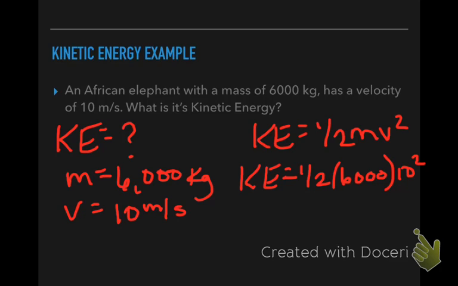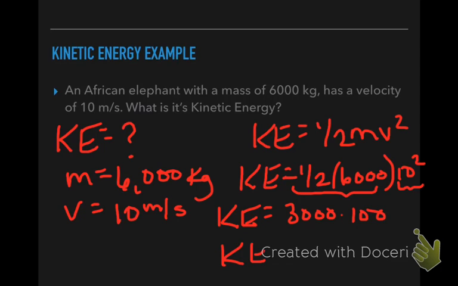Now in order to make sure we don't have any errors of order of operation, I'm going to do these two things separately. So first, I'm going to do the 1/2 times 6,000, which is 3,000. Then I'm going to do the 10 squared, which is 100. Now I'm going to multiply these two things together, and my kinetic energy is 300,000 joules.